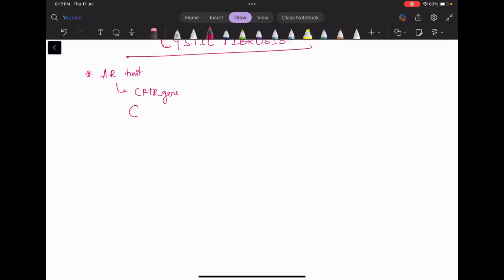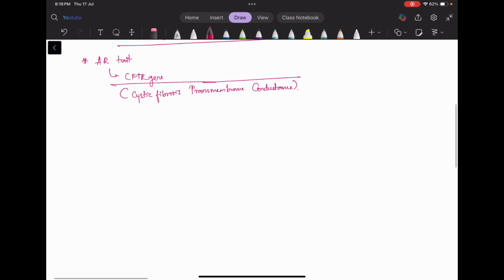So the full form is cystic fibrosis transmembrane conductance regulator. Write notes parallelly with me so that later you won't miss out anything. Conductance, right? So what is the use of this gene? This gene regulates chloride transport. Which chromosome is the gene present on?